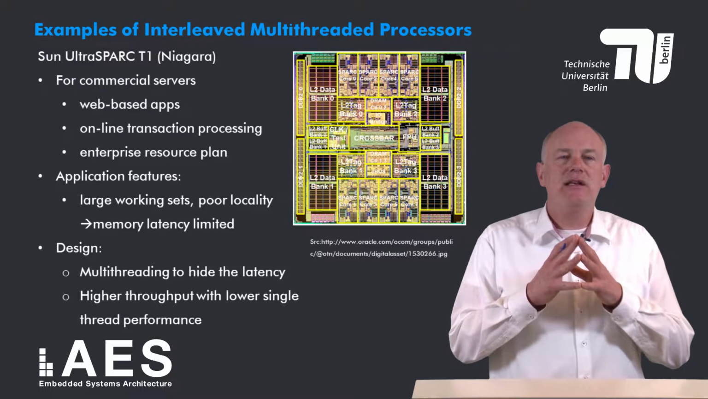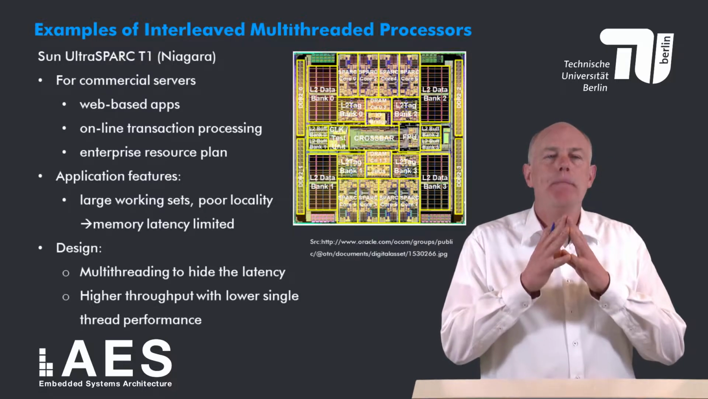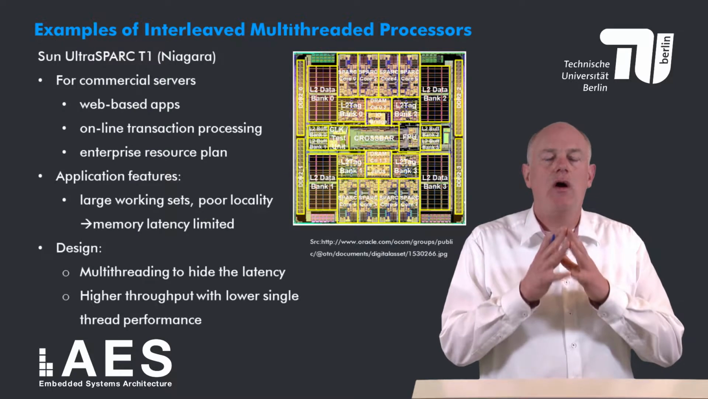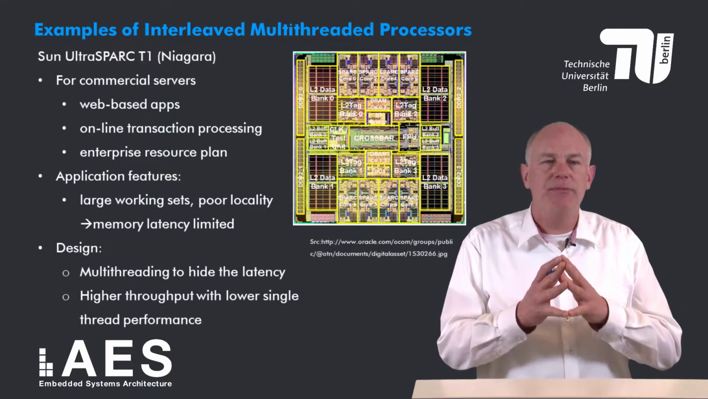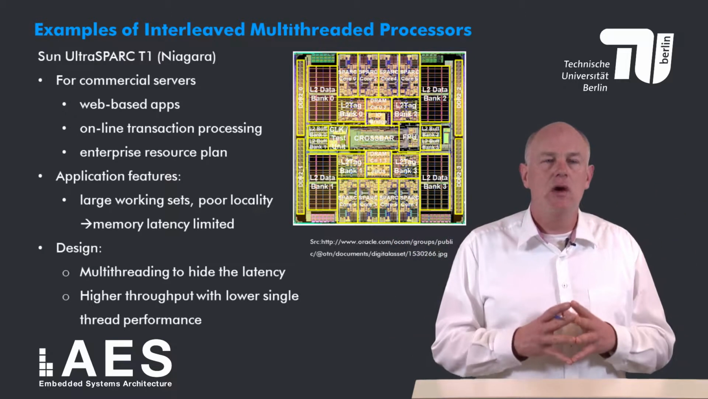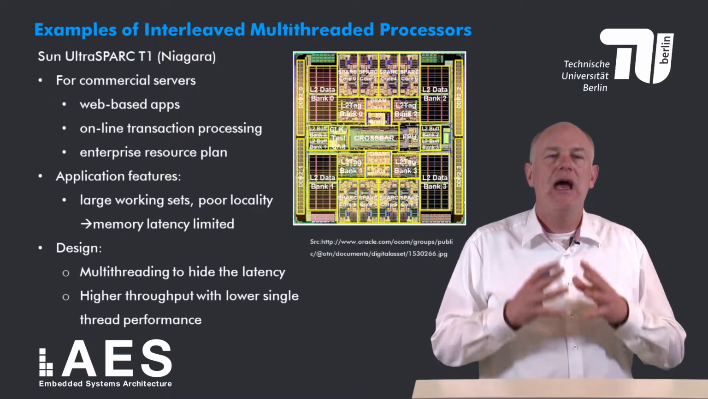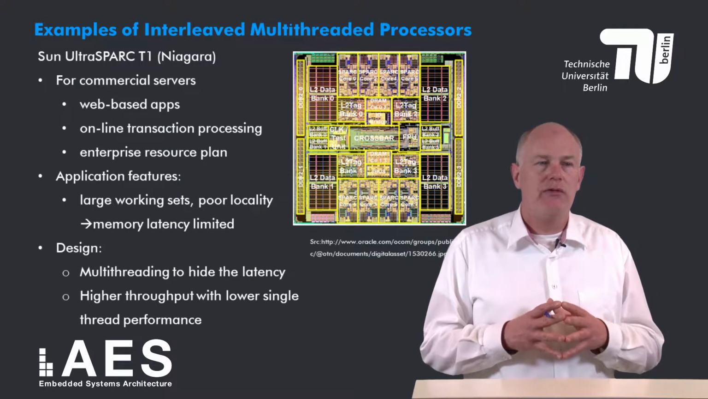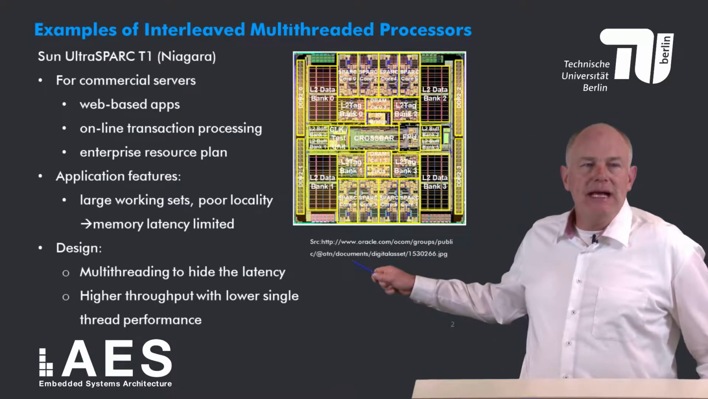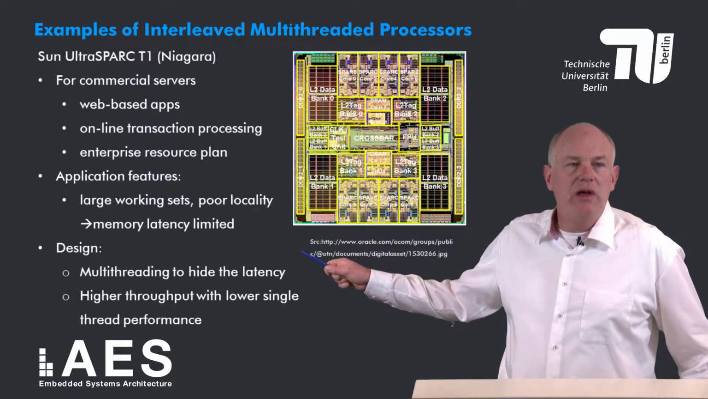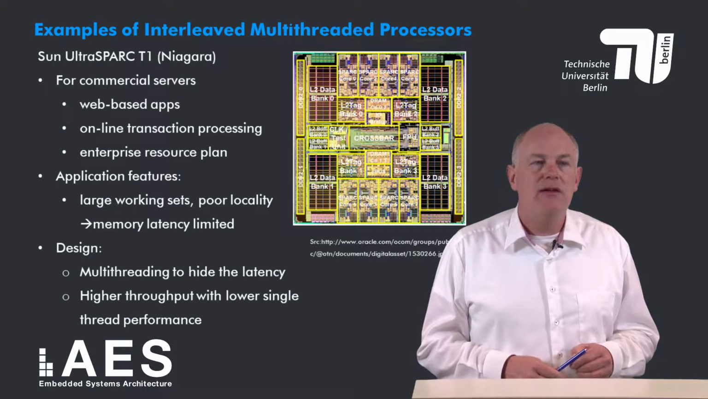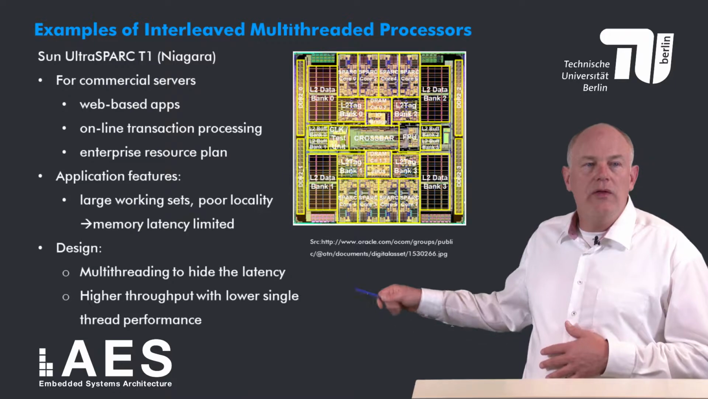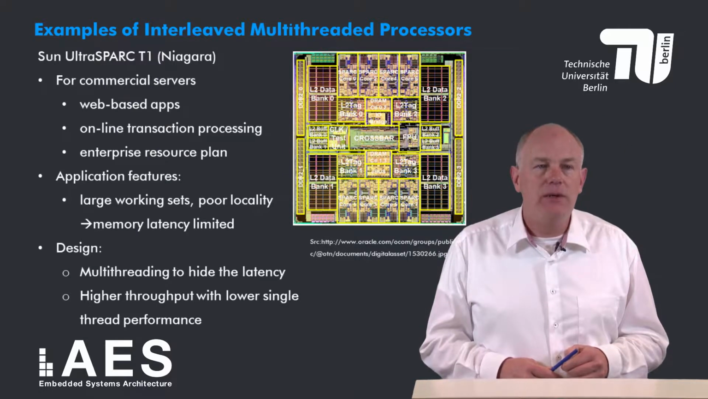That means that the performance is memory limited, because very often the thread incurs a cache miss because the working set is too large to fit in the level 1 cache, and while that cache miss is being handled, we execute another thread. So the basic design is to use multithreading to hide the memory latency and to achieve higher throughput with lower single thread performance.